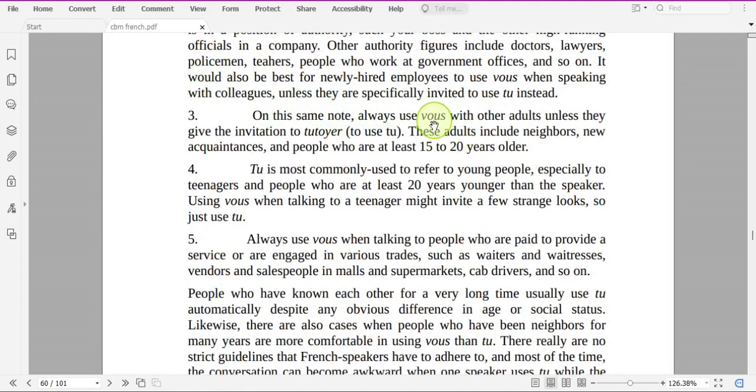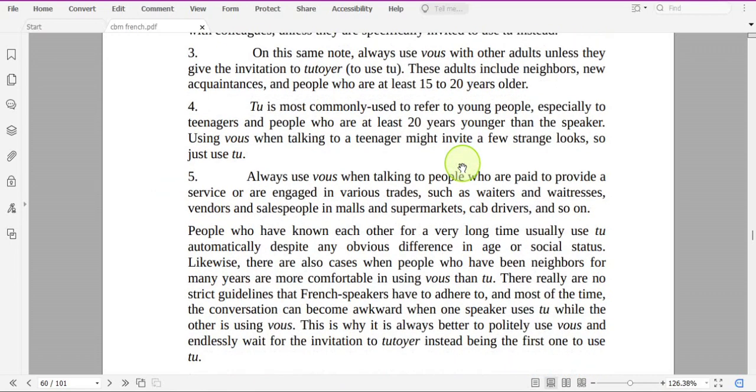On the same note, always use vous with other adults unless they give you invitation to tutoyer, to use tu. Okay? These adults include neighbors, new acquaintances, and people who are at least 15 to 20 years older. Tu is most commonly used to refer to young people, especially to teenagers and people who are at least 20 years younger than the speaker. Using vous when talking to a teenager might invite a few strange looks, so just use tu.